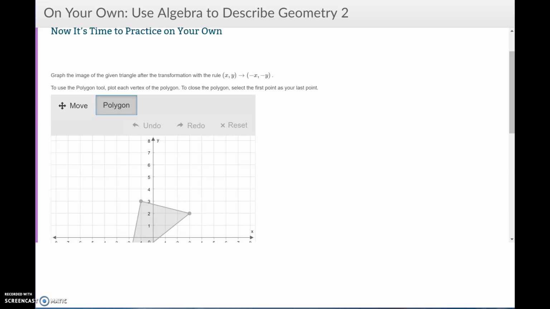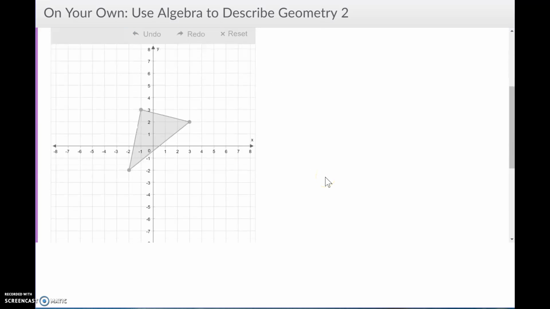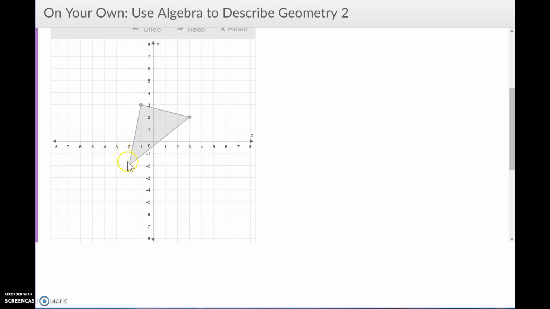So we're going to graph the image after the transformation rule where x becomes the opposite and y becomes the opposite. That's what those negatives mean. So let's scroll up. That means x and y have to do the opposite. So x is negative 2 here, so it has to become positive 2. Y is negative 2 here, so it also becomes positive 2.